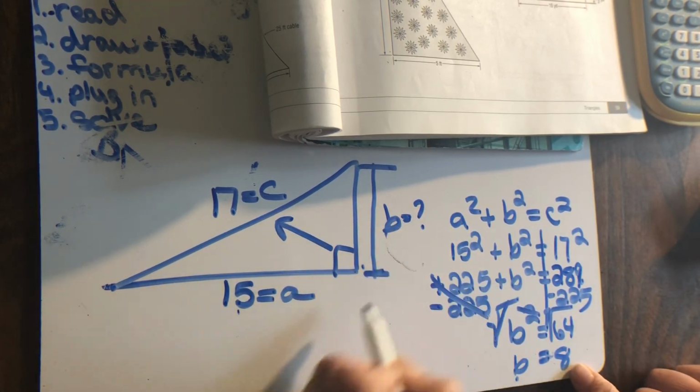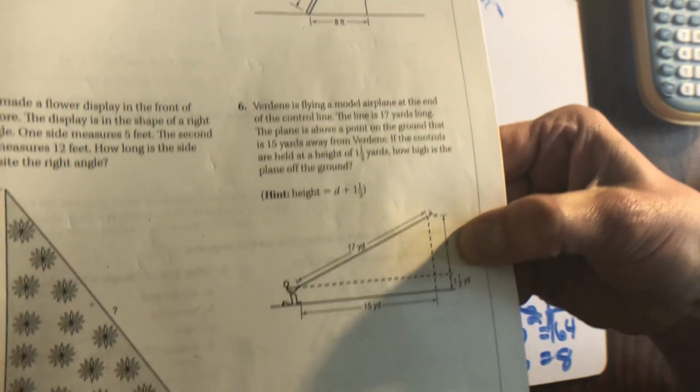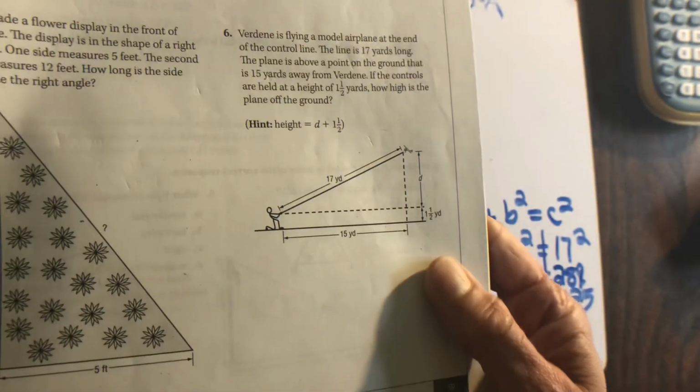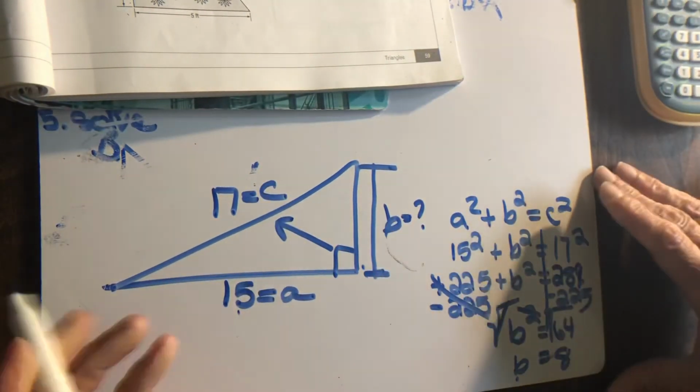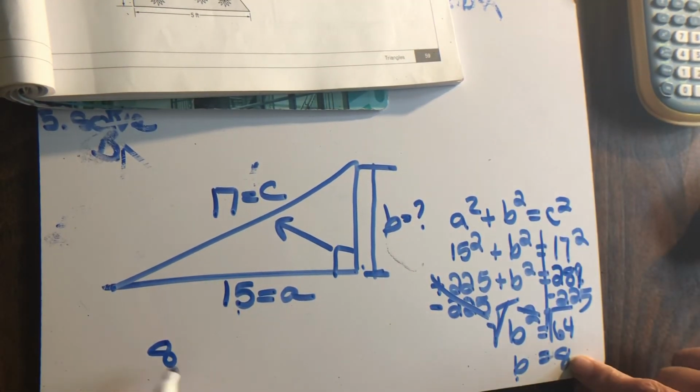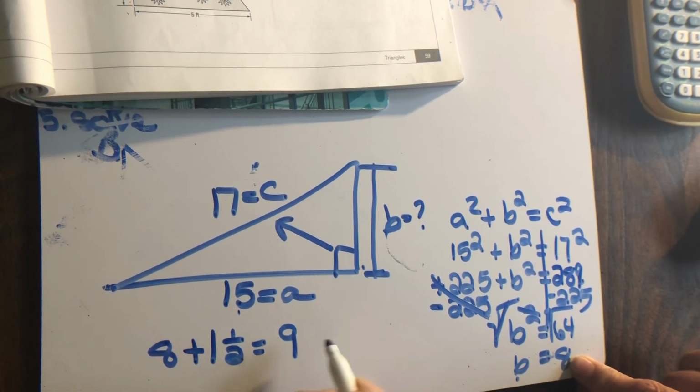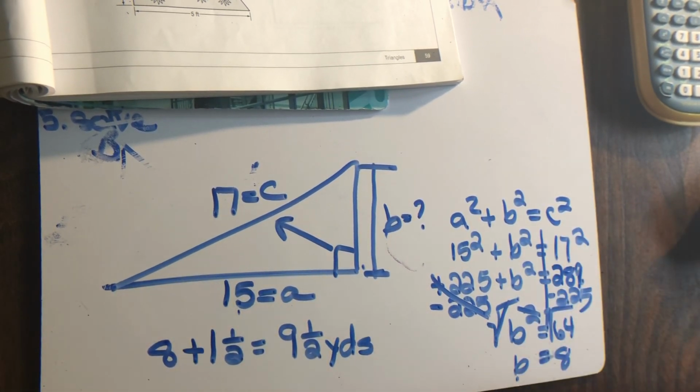But wait, we're not finished. So B, or their D, is 8, but it's another 1.5 yards off the ground. Oh, that's not a problem. So if we already solved it and got 8, we just add our 1.5 to it. How far off the ground is it? 9.5 yards. Okay? Super easy.